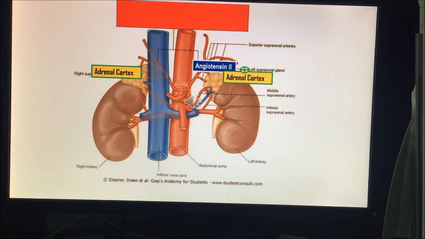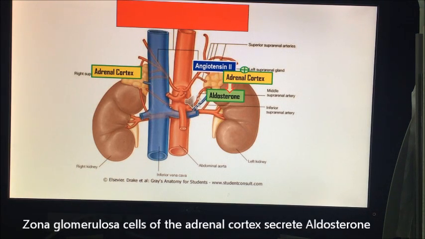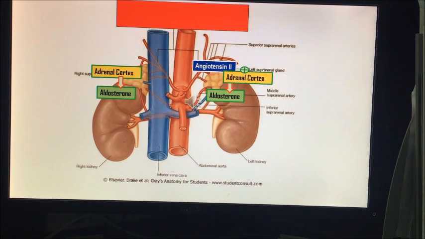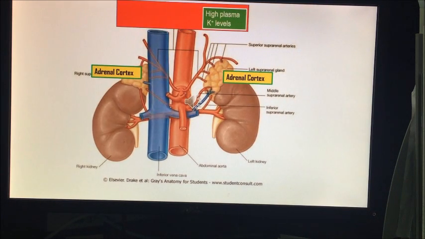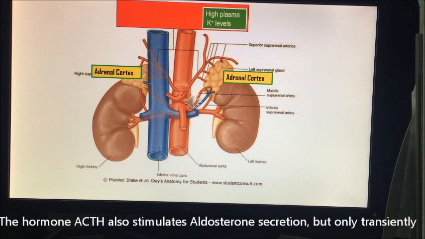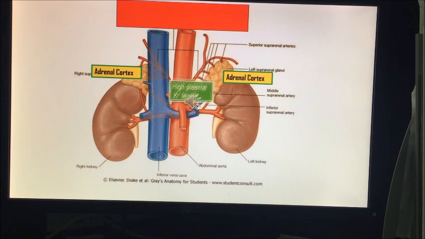Angiotensin II, on reaching the adrenal cortex, stimulates the zona glomerulosa cells to secrete a mineralocorticoid hormone called aldosterone. Plasma potassium levels, when higher than normal, also directly stimulate the adrenal cortex to secrete aldosterone.